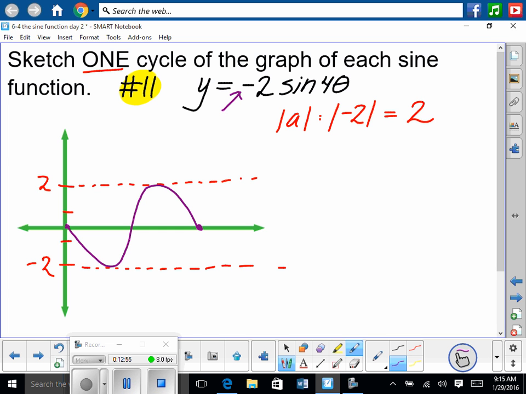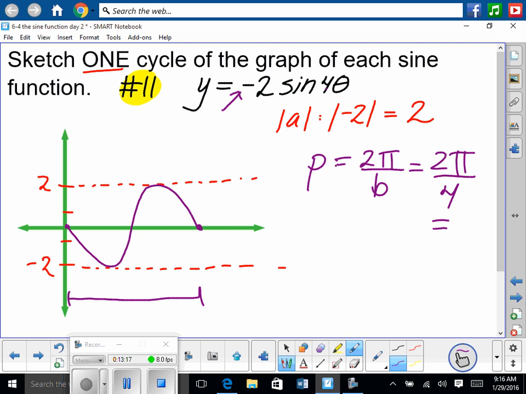So now we're going to label it, but to be able to label it, we have to know a couple things. We need to know the physical length of that one cycle, right? That's called a period. Period is equal to 2 pi divided by b. So we have 2 pi divided by 4, which is 1 over 2, which is pi half. So the physical length from here to here is pi half.